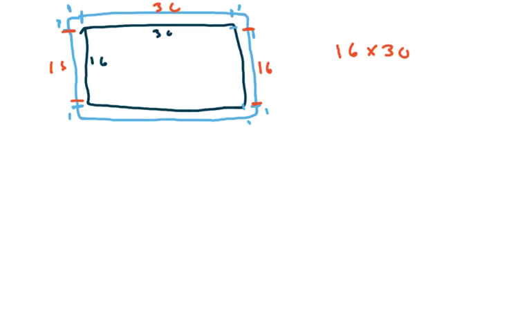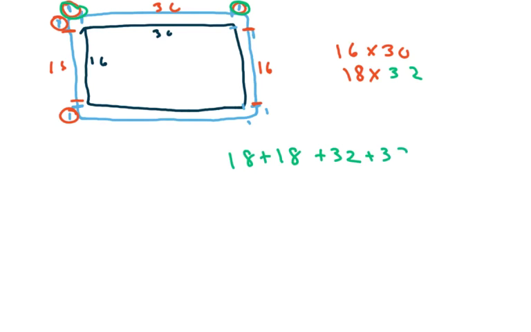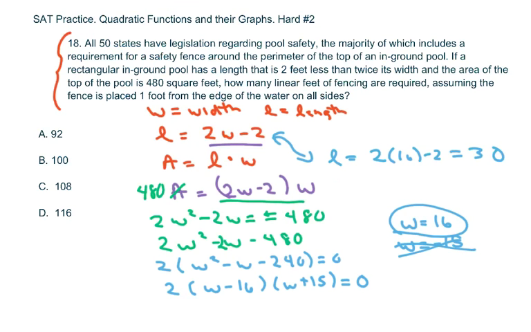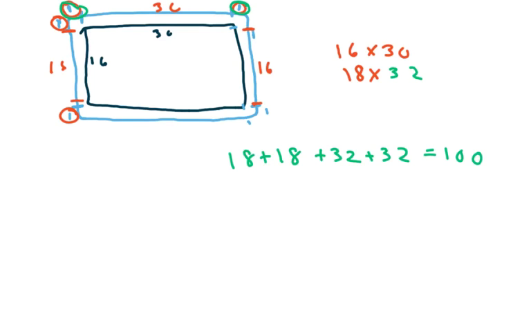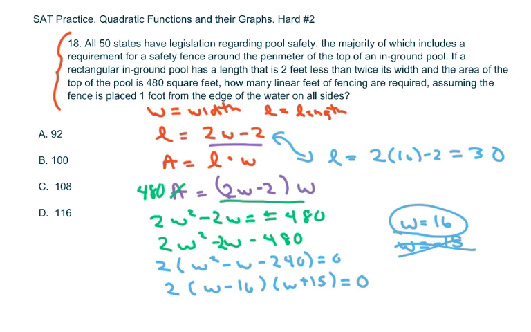But for the fence, if you add a foot, you're actually adding 2, because you're adding this and this. So for the 16 we're adding these 2, so it's 18, and then we're adding 2 here for the 30, so by 32. Now, to do the perimeter, we have 18 plus 18 plus 32 plus 32, which equals 100. And was this a multiple choice? Yeah. So the answer is 100, which is answer B.